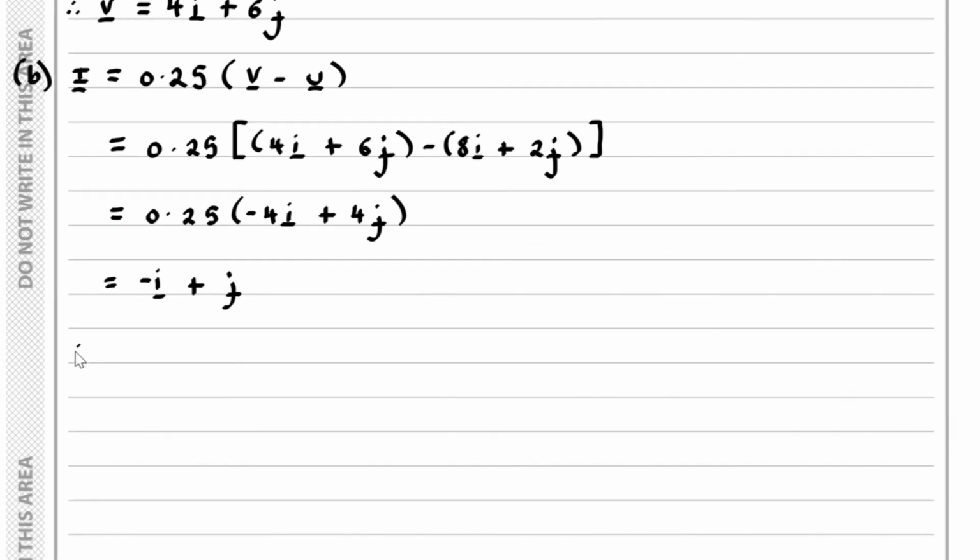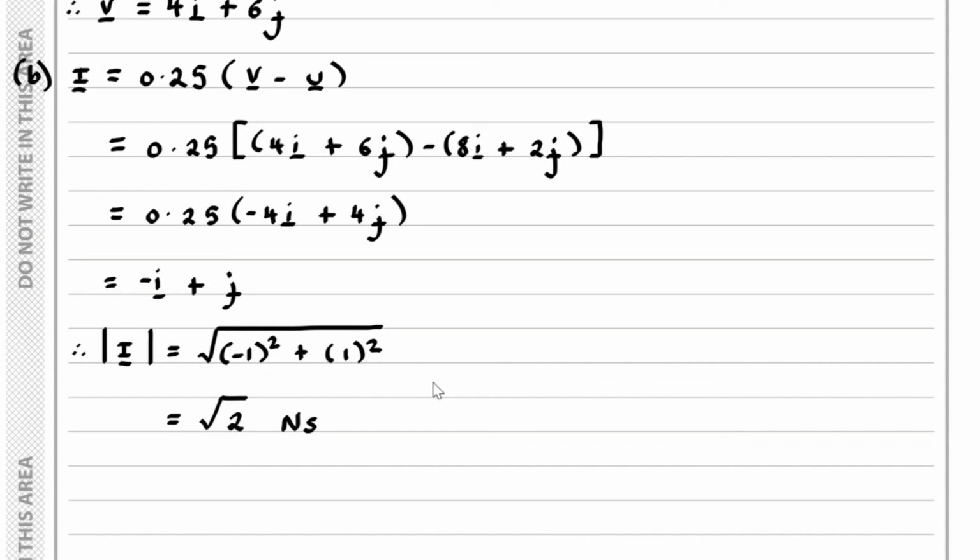And so therefore, the magnitude of the impulse is given by minus 1 squared plus 1 squared, square rooted. So I end up with the square root of 2 newton seconds as the magnitude of the impulse.